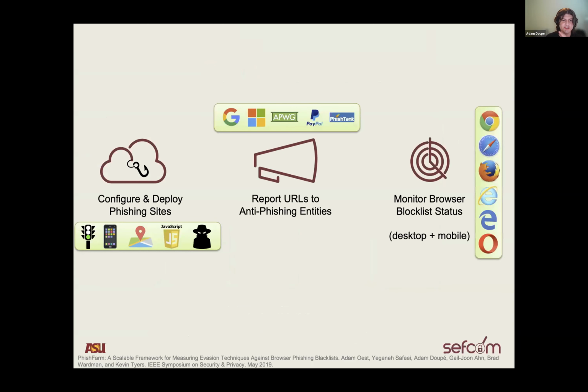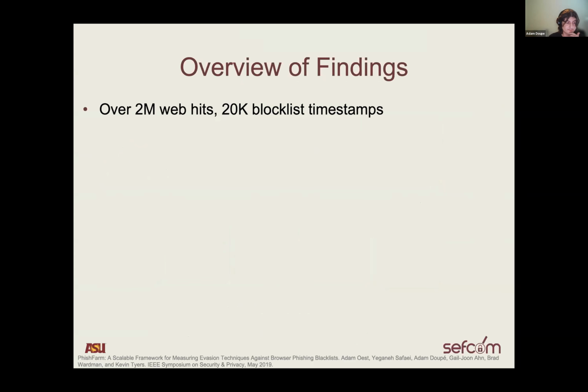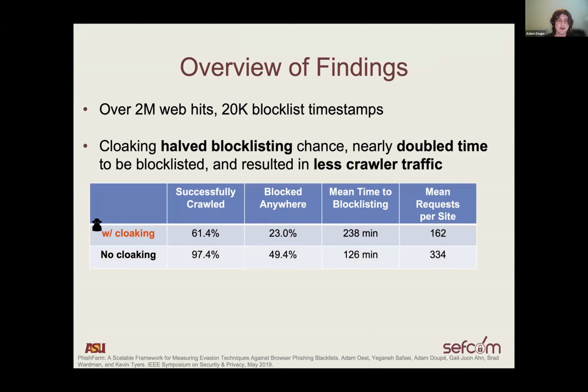So the basic procedure, and the nice thing is this PhishFarm framework actually manages all of this. Through 1 hour of setup and end-to-end automation, we configured and deployed these phishing sites, reported them, and then had continuous monitoring of the block list to understand when a site was blocked. From our experiments, with over 2 million web hits, cloaking halved the chance that a site ended up on a block list, and it doubled the time that it took to be blocked. So this was a very big indication that cloaking actually is successful for phishers to employ.